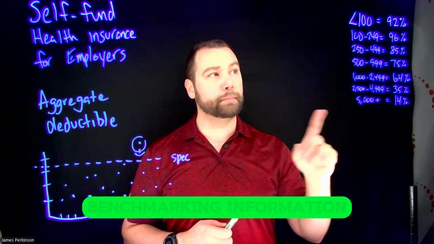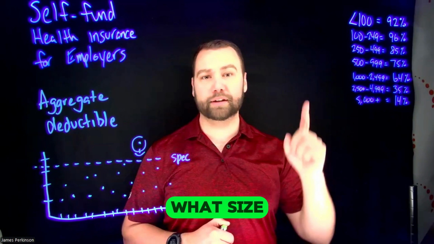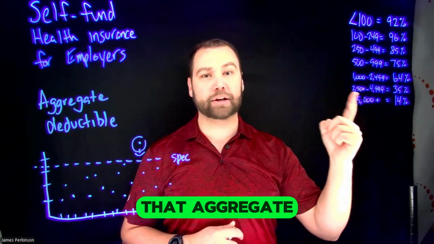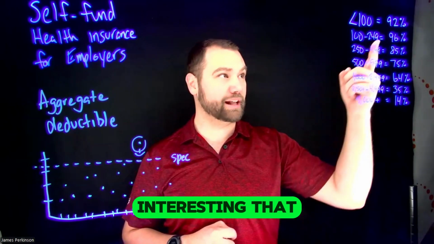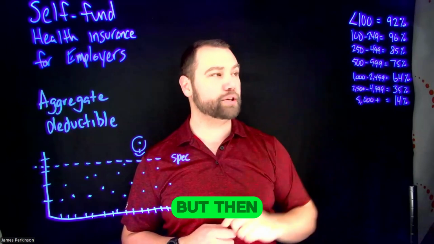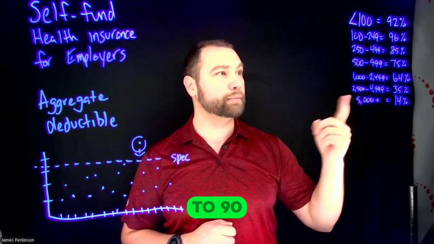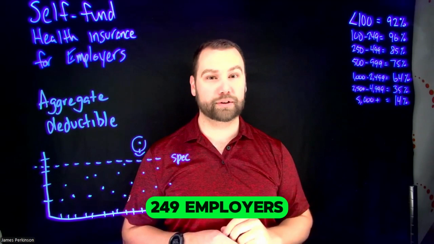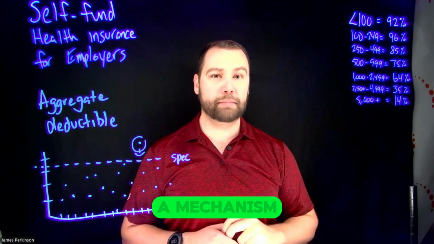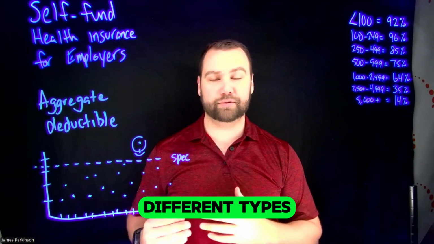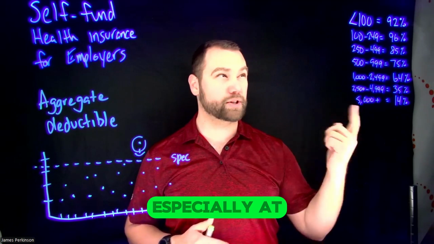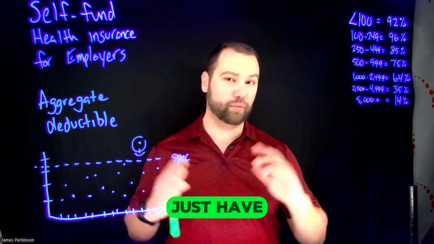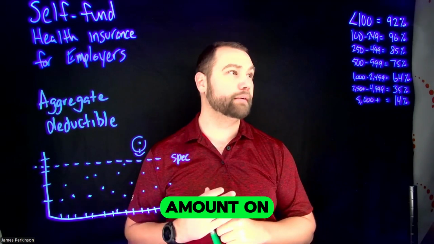These numbers over here are benchmarking information about what size employers have that aggregate coverage. I do find this interesting: less than 1,000, 92%, but then you see a jump up to 96% from 100 to 249 employers. That could simply be a mechanism of the different types of coverage that's available, especially that sub 100. They might just have one aggregate amount.